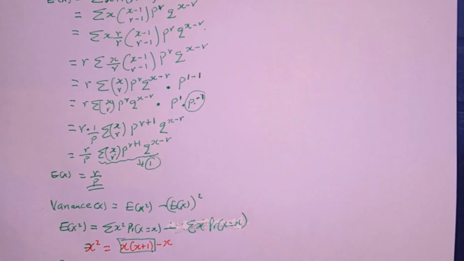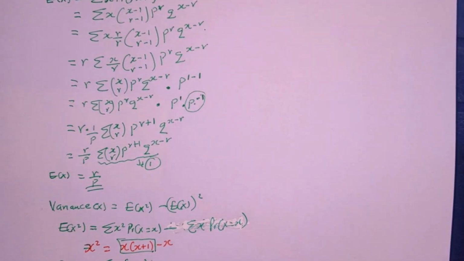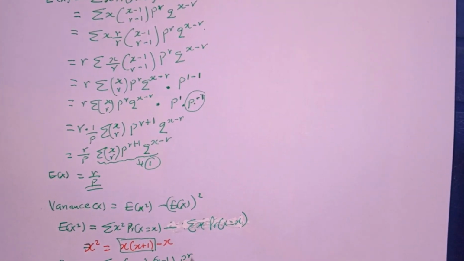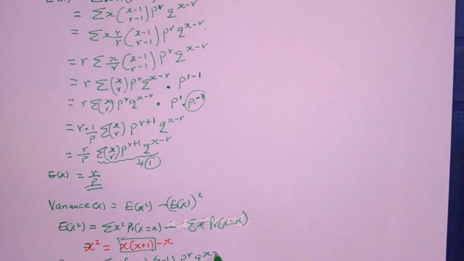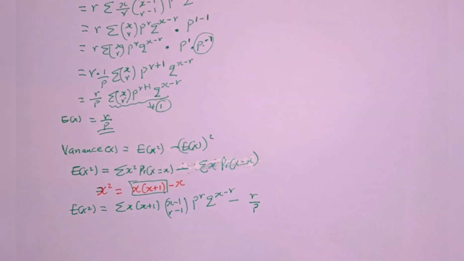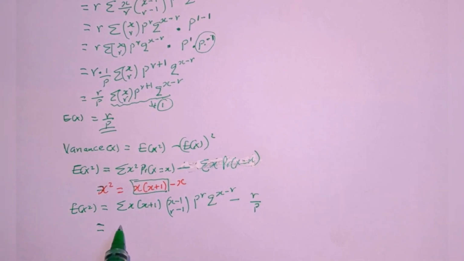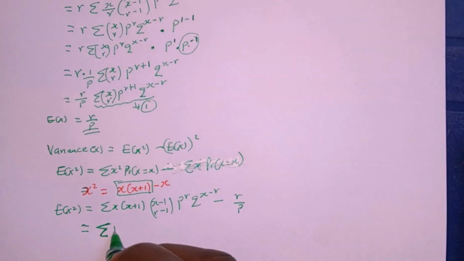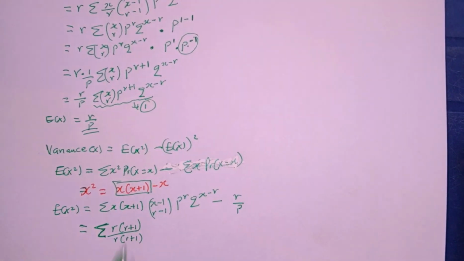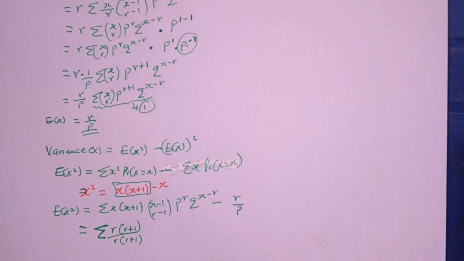The expected value of x squared is the same as the summation of x into x plus 1, then probability of x given x is what? x minus 1 combination r minus 1, into p raised to the power of r, q raised to the power of x minus r. Then minus, this is going to be r over p. Now we're going to have what? Summation. Expected value of x is what? Summation. I'm going to introduce something: r into r plus 1 over r into r plus 1. If you say this divided by this, it's going to give us 1, so nothing changed, and 1 multiplied by this is still the same as 1.